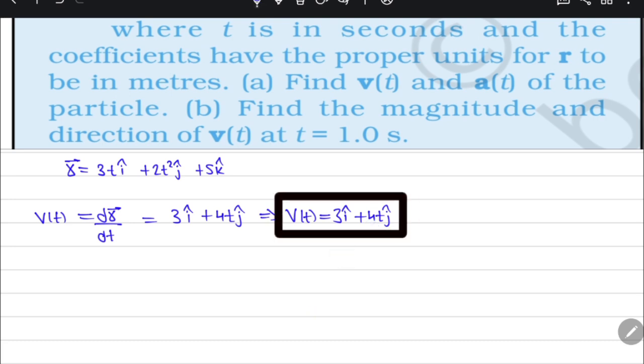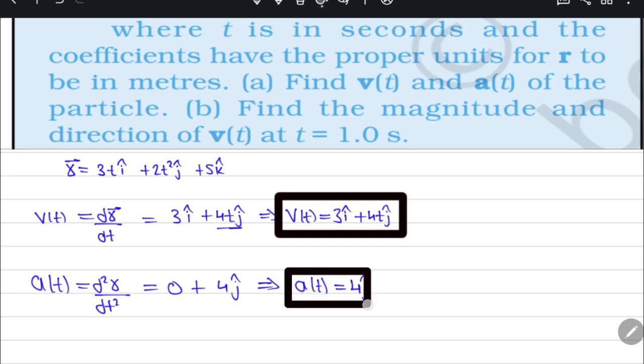And acceleration vector with respect to time is d square r upon dt square. So again we differentiate. 3 i cap, if I differentiate, comes out to be 0, and 4t j cap differentiated comes out to be 4 j cap. So acceleration with respect to time is 4 j cap. Now our next task: find velocity and acceleration as a function of time of the particle.